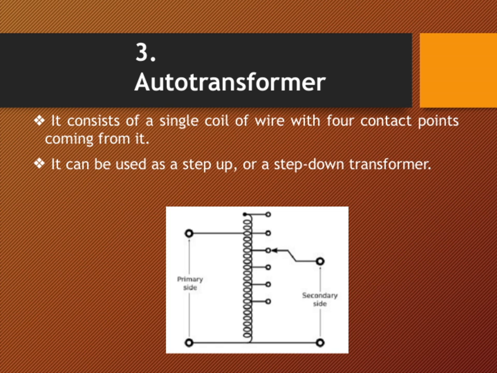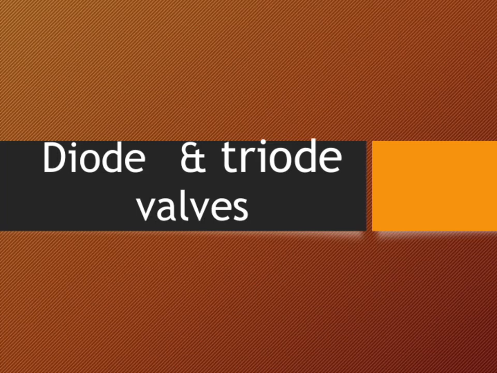Let's take a closer look at diodes and triodes, which are fundamental types of valves. A diode, essentially, is the simplest valve, with two main components, a cathode and an anode. Its primary function is to allow current to flow in one direction only, acting as a rectifier. This makes it crucial in converting alternating current to direct current.